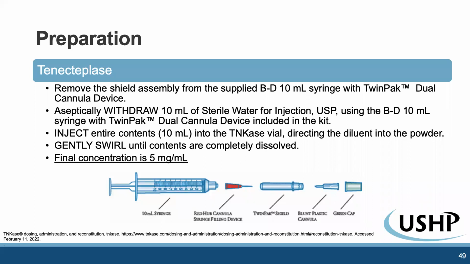And a caveat here with tenecteplase versus alteplase is that your final concentration is 5 milligrams per mil. This picture depicts what the syringe looks like, the twin pack shield, as well as the green cap that's associated with it.